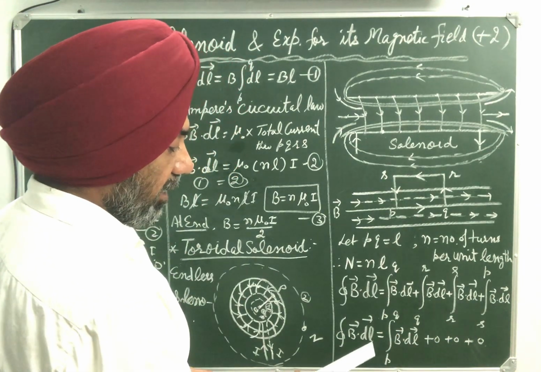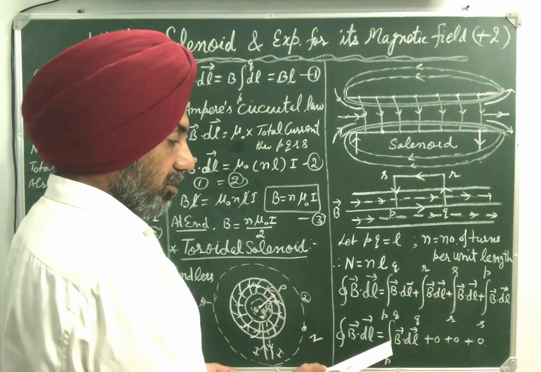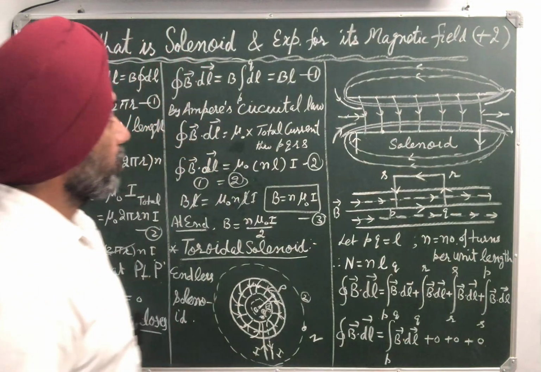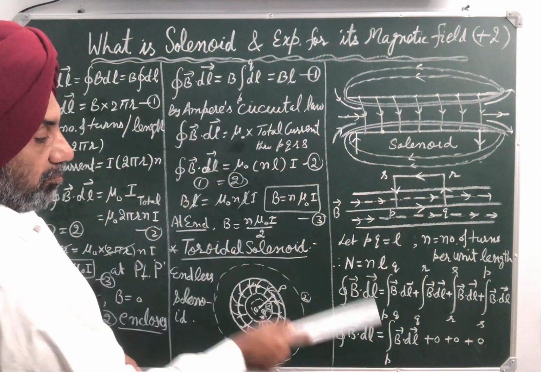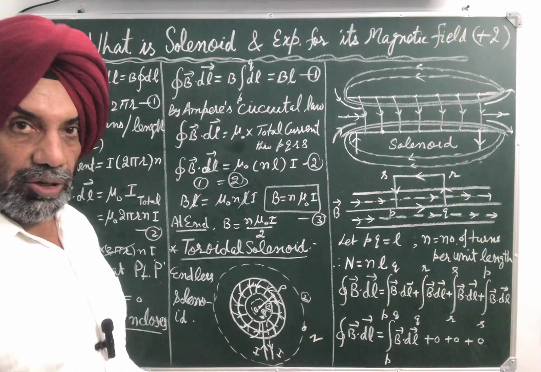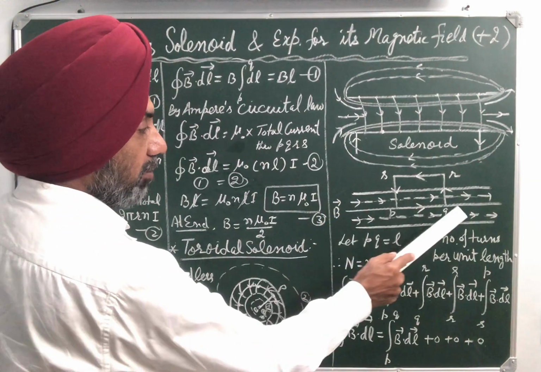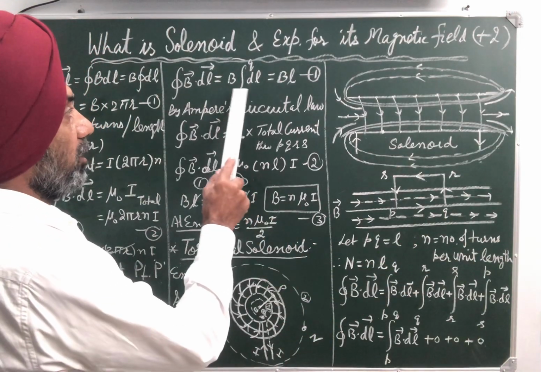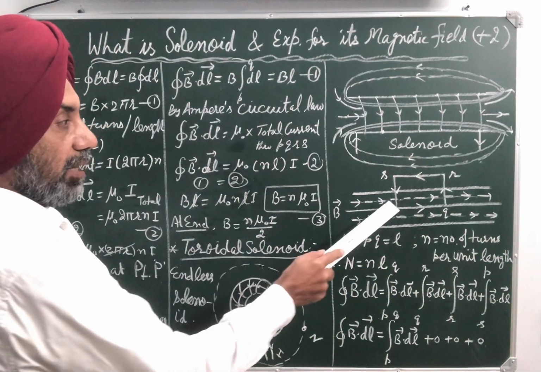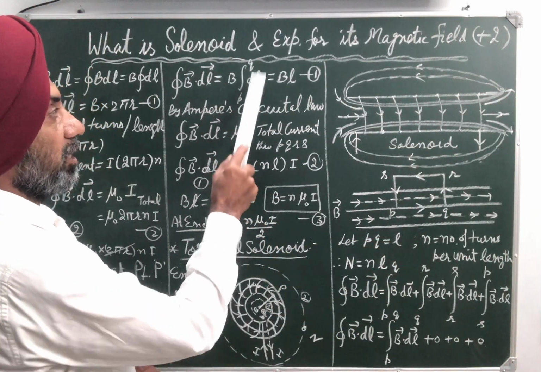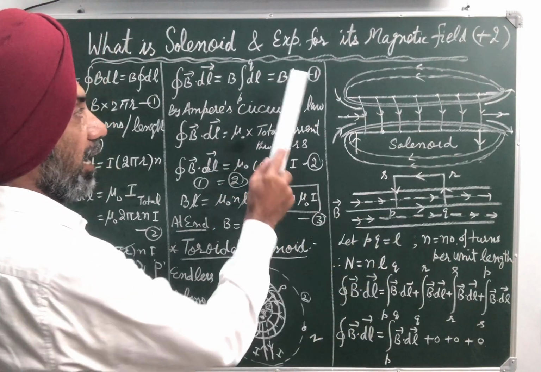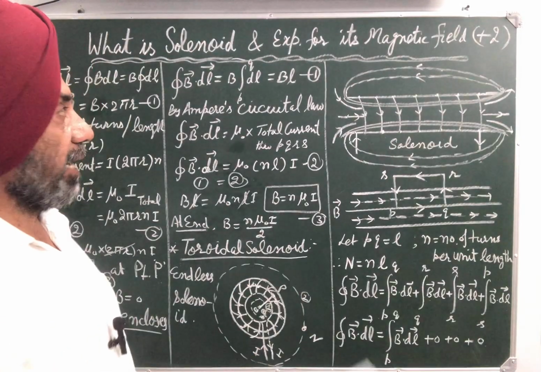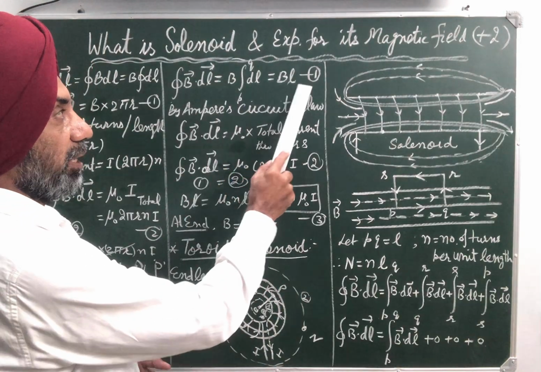So we have the closed path line integral of B dot dl equal to P to Q B dot dl, or B dl cos 0. So theta is 0, the angle between dl vector and B vector is 0 from P to Q. So B can be taken outside, as magnetic field is uniform, P to Q dl. So P to Q dl is nothing but L. So the line integral of magnetic field over the closed path is equal to B into L.